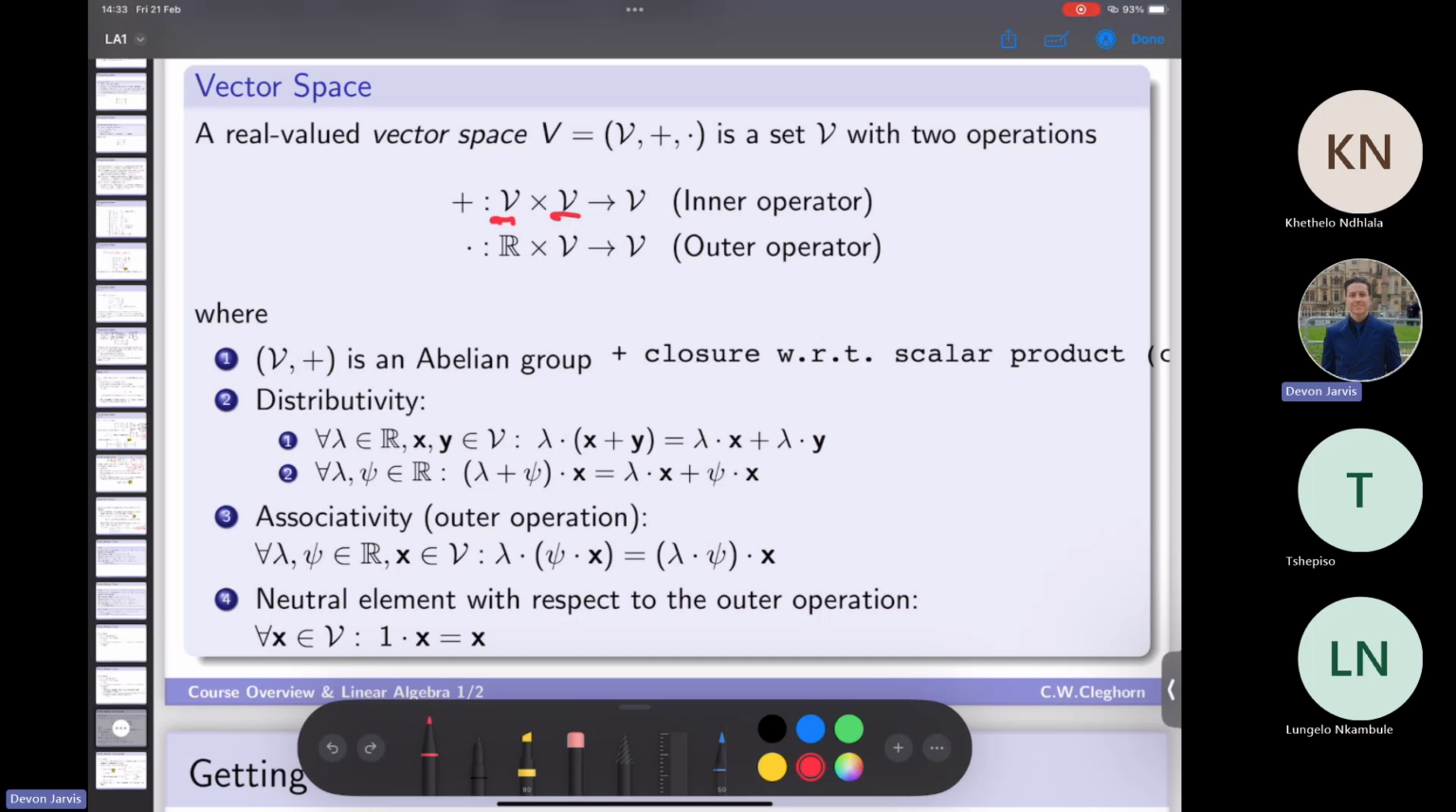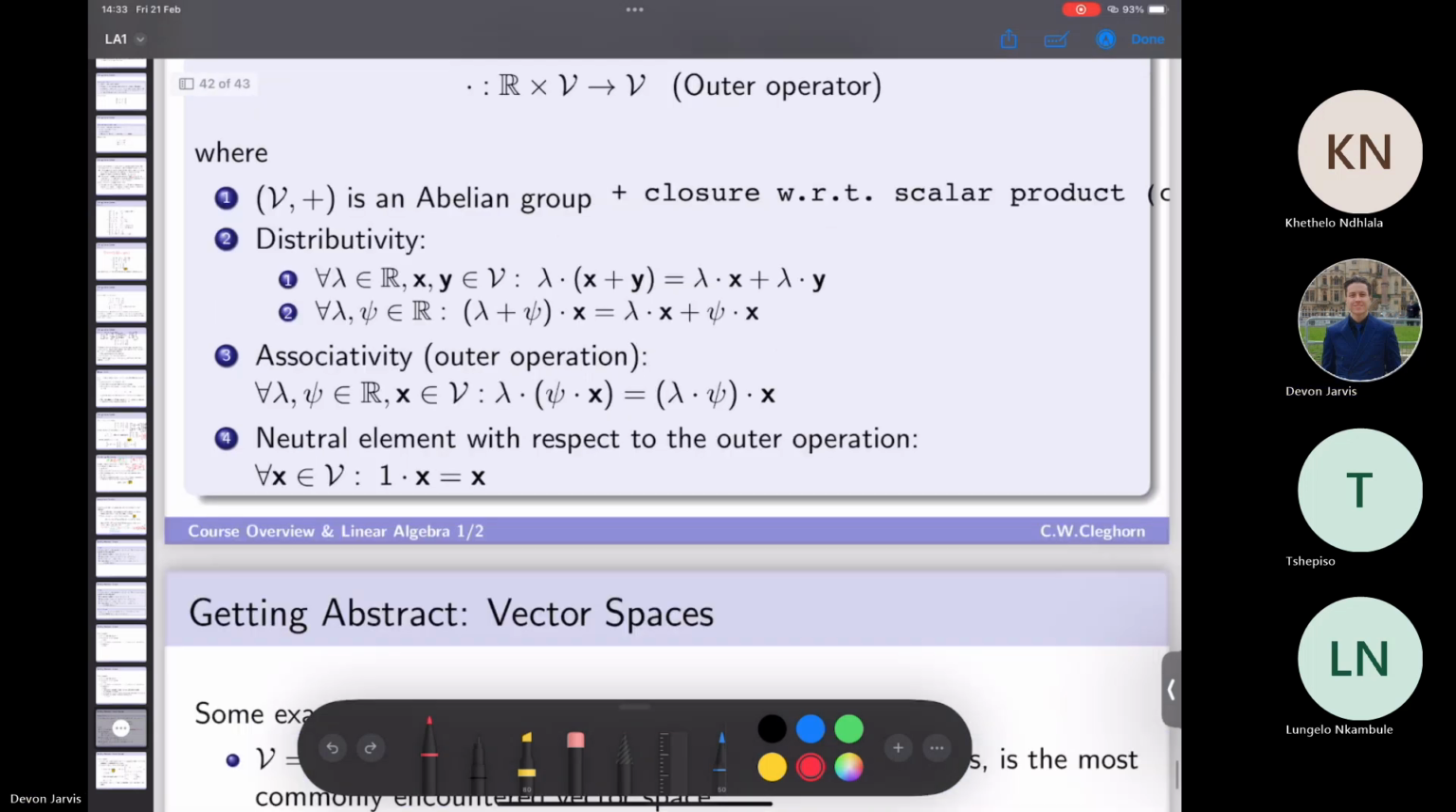And then lastly, the outer operator will take a value from the scalar real values and then multiply it by the vector. Okay, and that's why it's called the inner and the outer operator. It's the inner operator because it only takes elements from inside the set, and it's the outer operator because it uses a different set, the real numbers. Okay, that's kind of how you remember that naming convention.